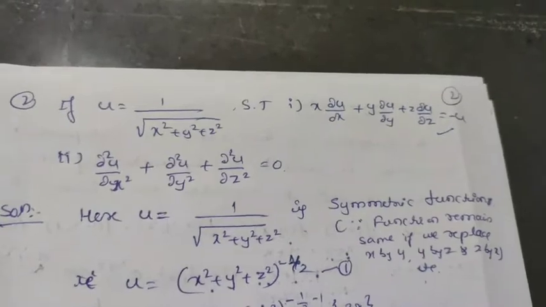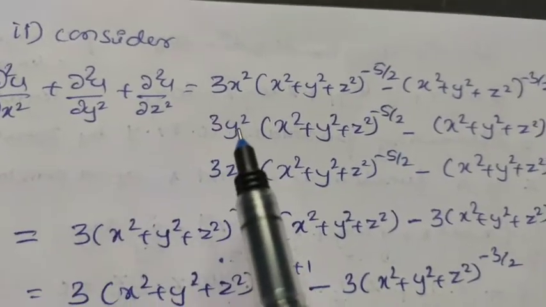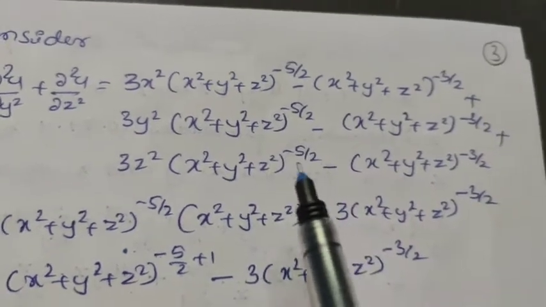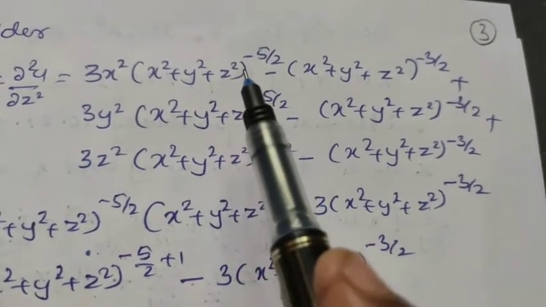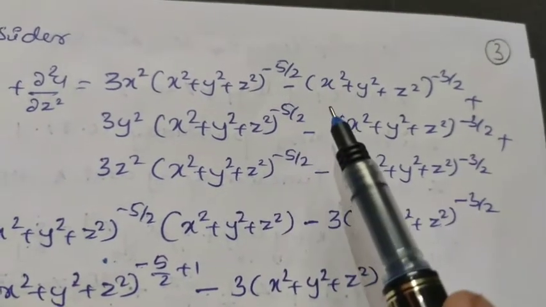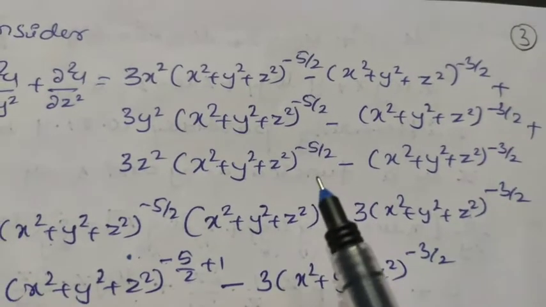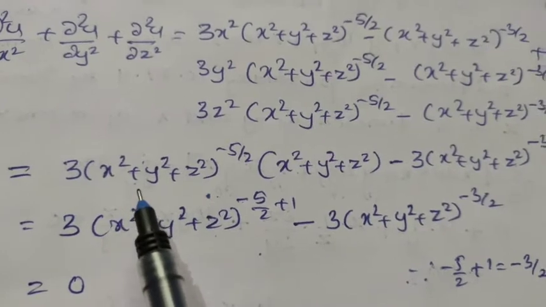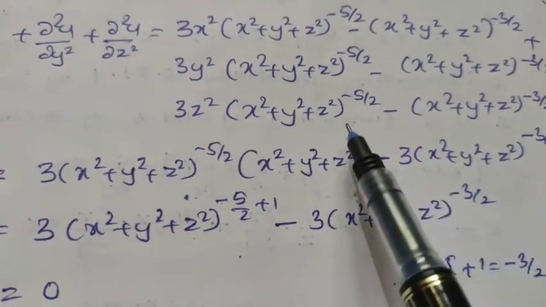Similarly, you can do the second one. That is, consider ∂²u/∂x² + ∂²u/∂y² + ∂²u/∂z². That is, you just add all three equations. You will get 3x² into (x² + y² + z²) whole raised to minus 5/2 minus (x² + y² + z²) whole raised to minus 3/2. Similarly, the next terms also. So again, in all these terms, (x² + y² + z²) whole raised to minus 3/2 is common in all these three terms.